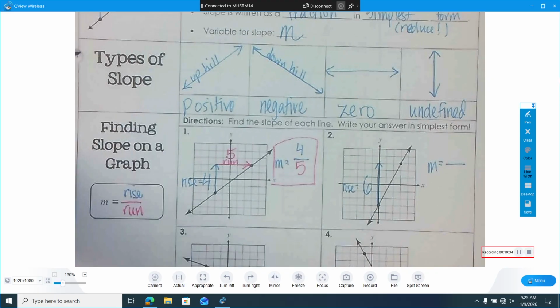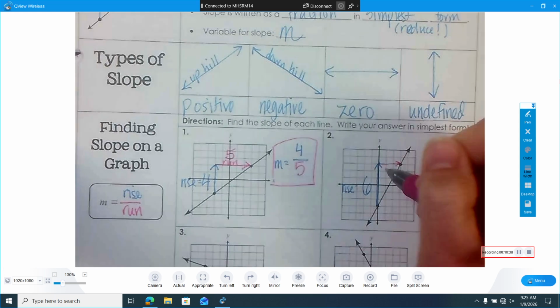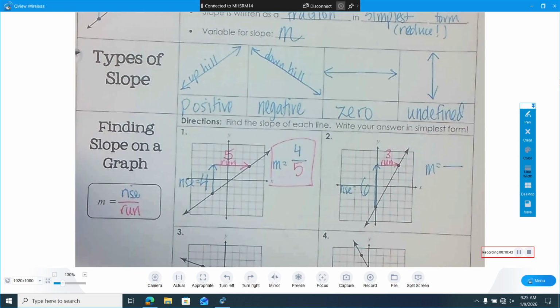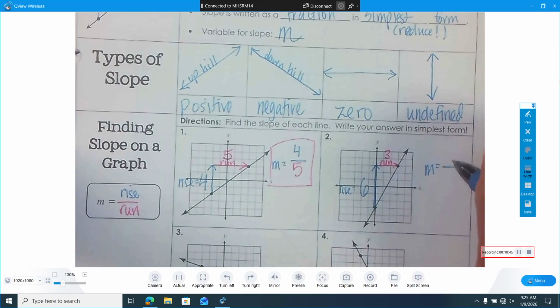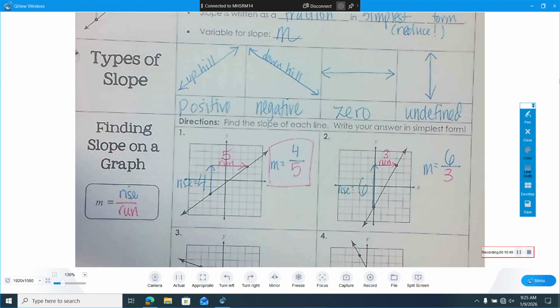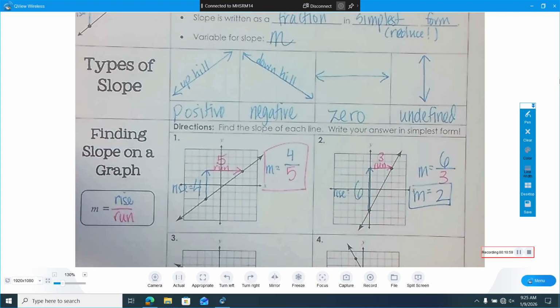And then I have to run horizontally. What's my horizontal run? Yes. So my rise is 6 and my run is 3. So 6 over 3. Can I reduce that? Yeah. What is 6 divided by 3? 2 over 1. Yeah, so just 2. So there we go. Our slope is equal to 2 because 6 divided by 3 is just 2.